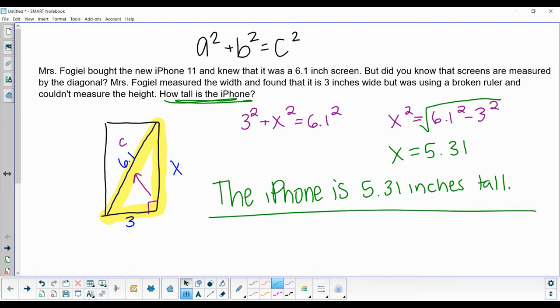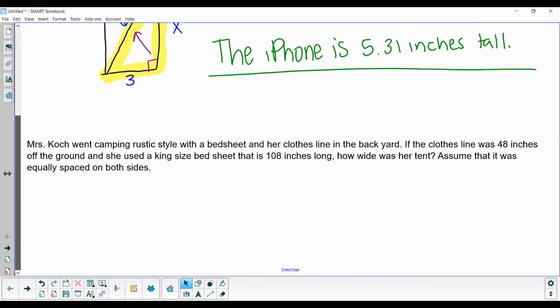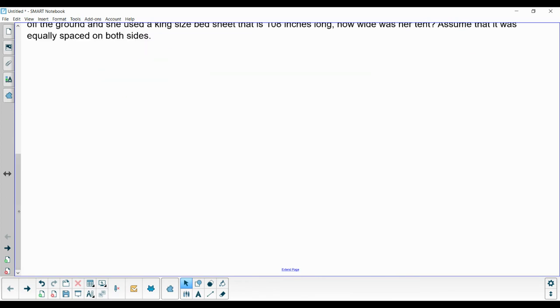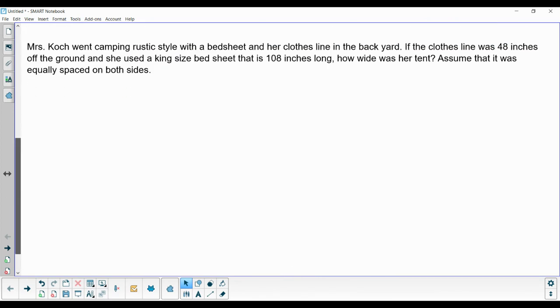So I have one more example for us to do. This time it's Miss Cook. So Miss Cook went camping, rustic style, with a bedsheet and her clothesline in the backyard. If the clothesline was 48 inches off the ground and she used a king-size bedsheet that is 108 inches long, how wide was her tent? We want to assume that the tent is equally spaced on both sides.